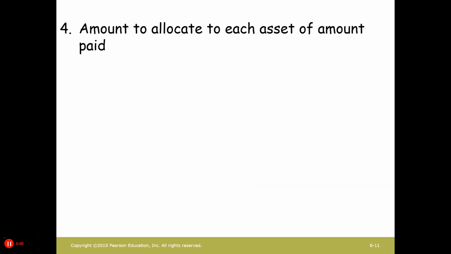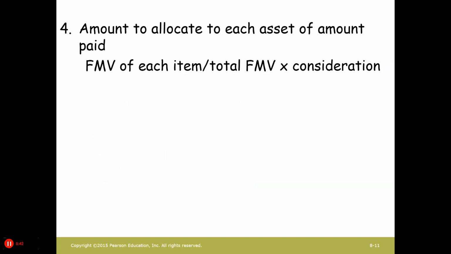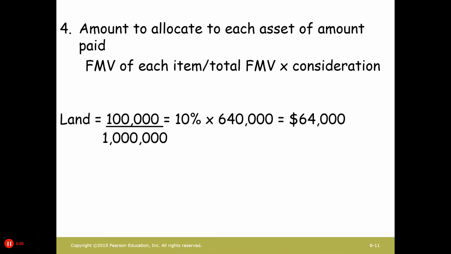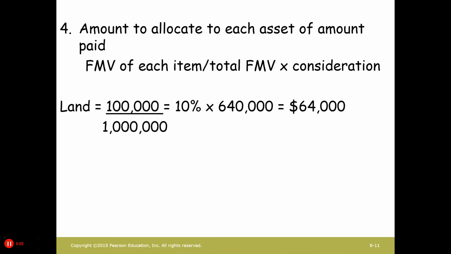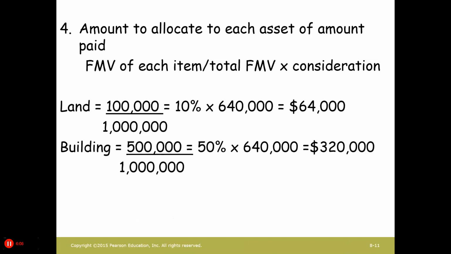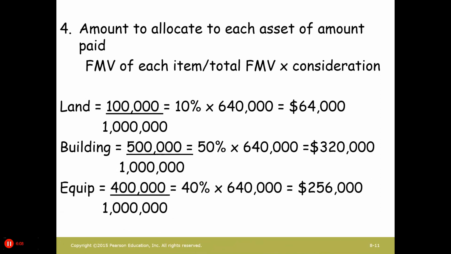Now, how do we prorate it? What we have to do is take the fair market value of each item divided by the total fair market value times the consideration. So for the land, the fair market value is $100,000 out of the $1 million total fair market value, which equals 10% times the consideration of $640,000, which tells us the land is going to be allocated $64,000 of the $640,000. And we're going to do the same for the building and the equipment.